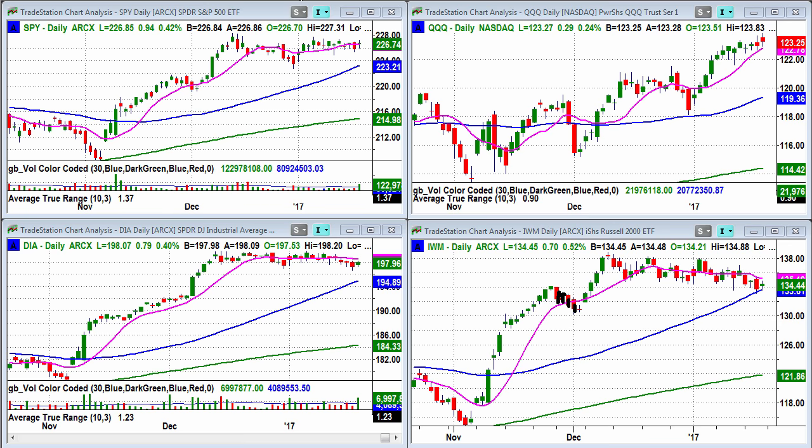Notice it didn't take out the prior bar's high for 3 or 4 days. You knew it was pulling back. And then as soon as it did, back above that 10-day, that same pattern happens, right?